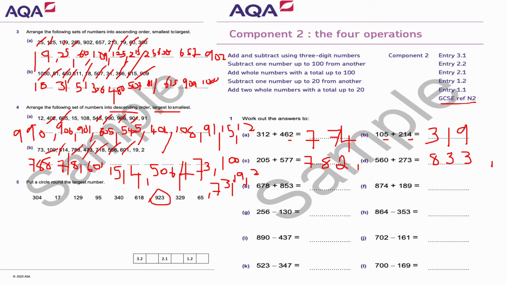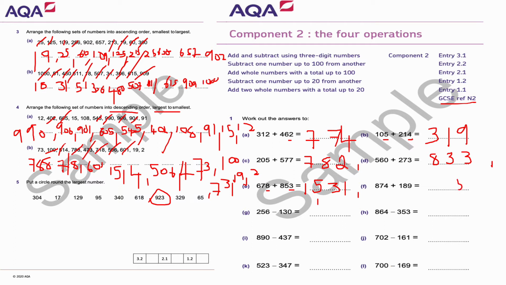This is part E, 678 add 853. We're looking at my units. 8 add 3 is 11, so it's 1, carrying that extra 1. 7 add 5 is 12, carry the 1 is 13, and then carry another 1 here for the hundreds column. 6 add 8 is 14, add that 1 is 15, so it's 1531.